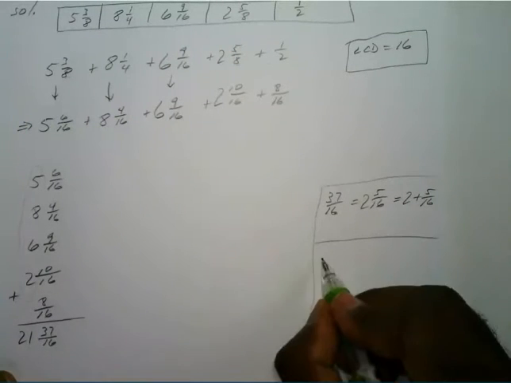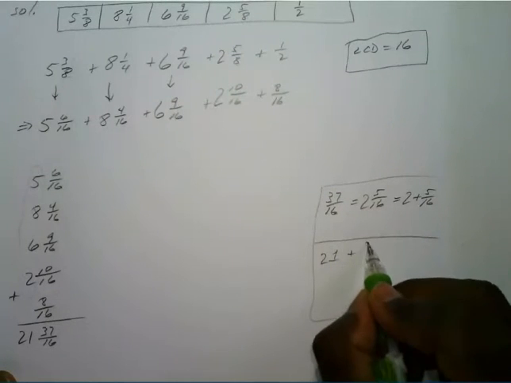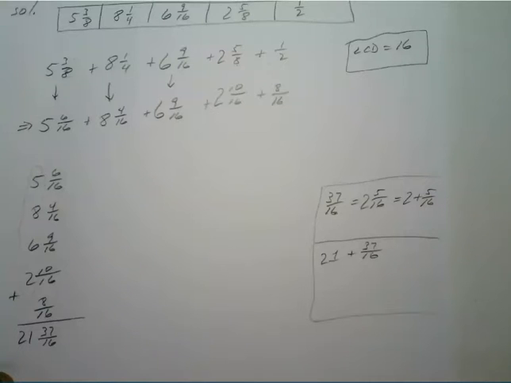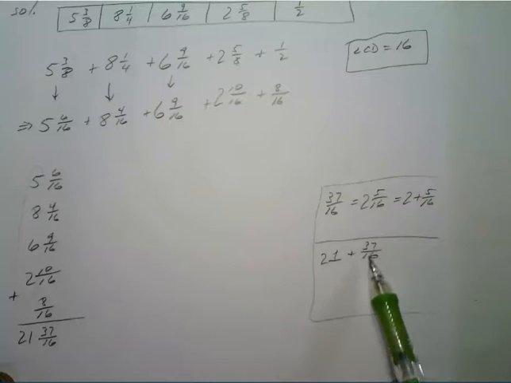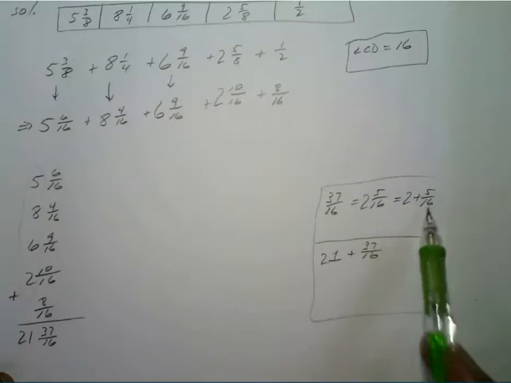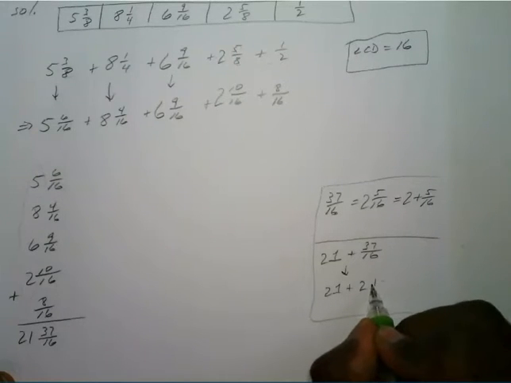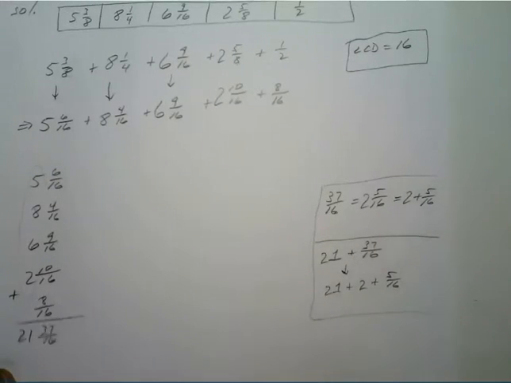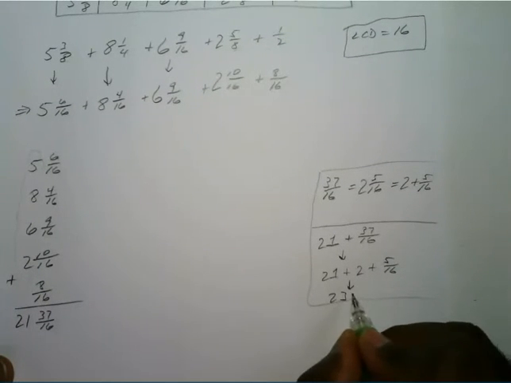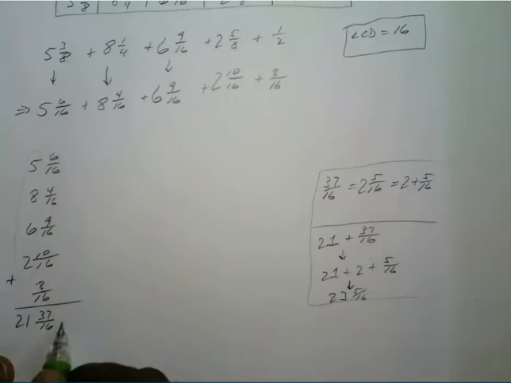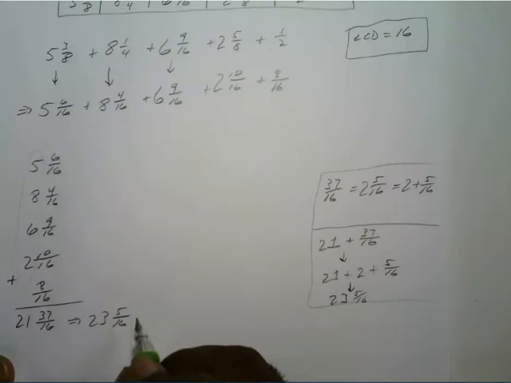So if we have 21 37/16, that's just 21 plus 37/16. All right, so we know 37/16 is equal to 2 plus 5/16. So that will be 21 plus 2 plus 5/16, which becomes 23 5/16. So this converts to 23 5/16 inches.